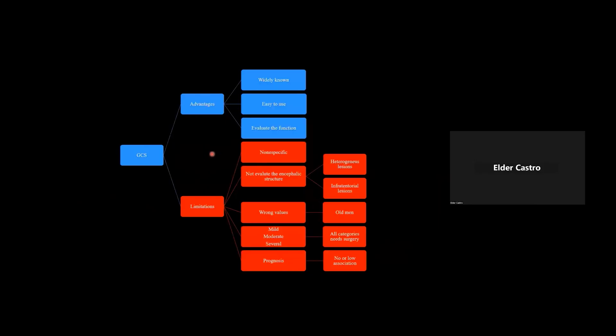This scale has advantages and limitations. The advantages are that it is widely known, easy to use, and evaluates function. The limitations are that it is non-specific, not related to encephalic structure, heterogeneous in infratentorial lesions, with equal values in all categories that need surgery, and has no or low association with prognosis.